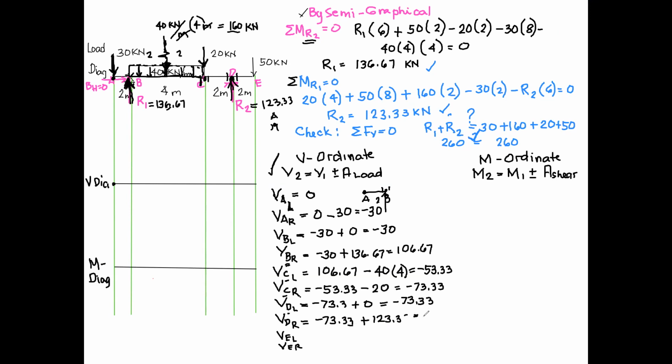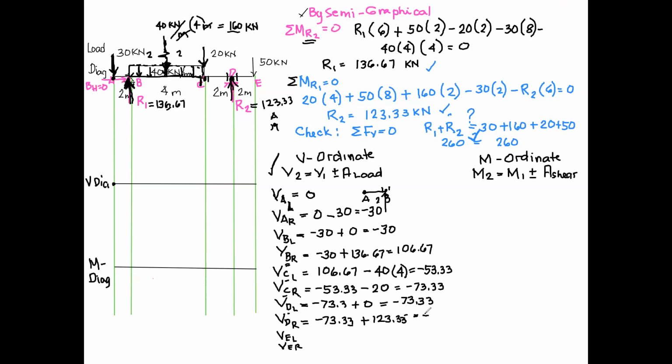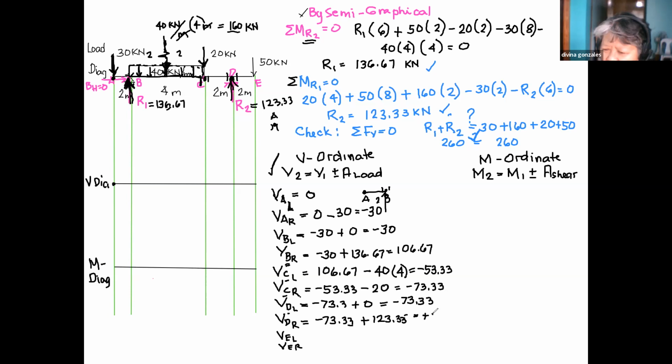$49.97. Okay, so that is 23.33 pala yung mistake. Ilan? Negative o positive? Positive 50. Okay. So when I go to the E left, that is positive 50.